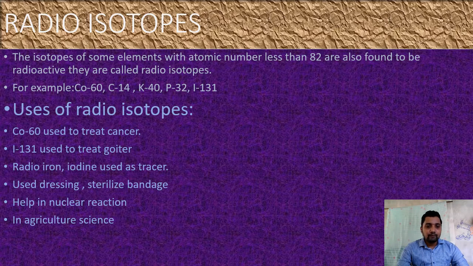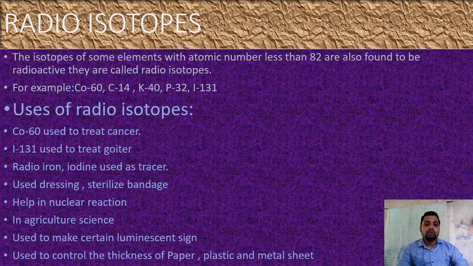And in agricultural science, for the growth of any plants or to know about the deficiency of growth of any plant, because NPK are the three macronutrients for plants: nitrogen, phosphorus, and potassium. So if there is any problem due to potassium or phosphorus, that also we can solve with the help of these radioisotopes.